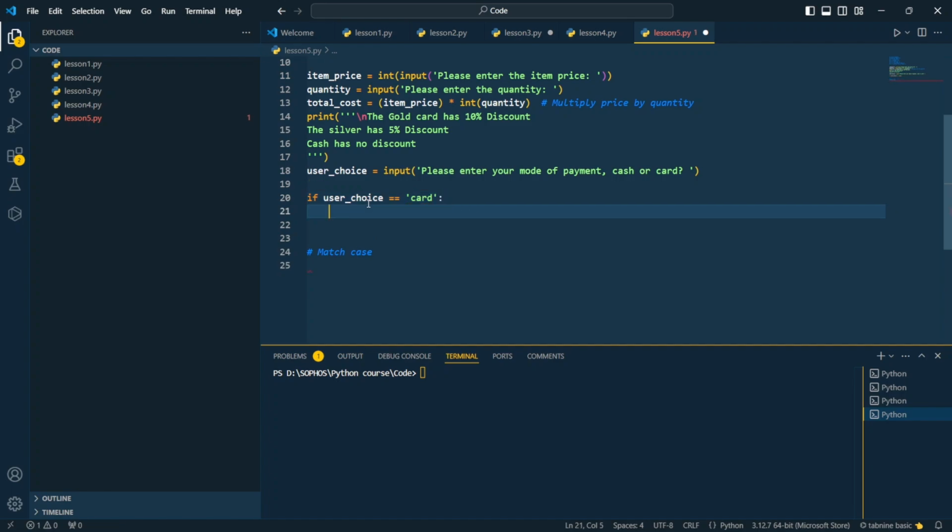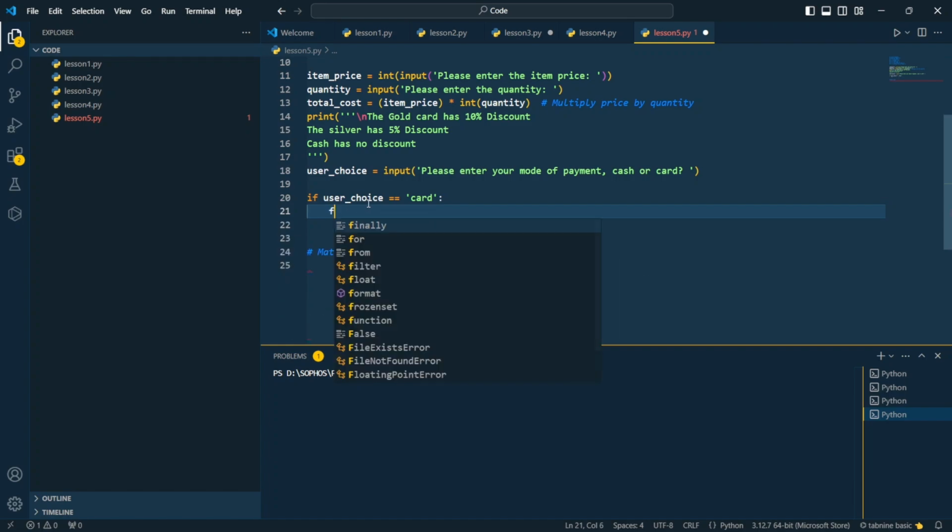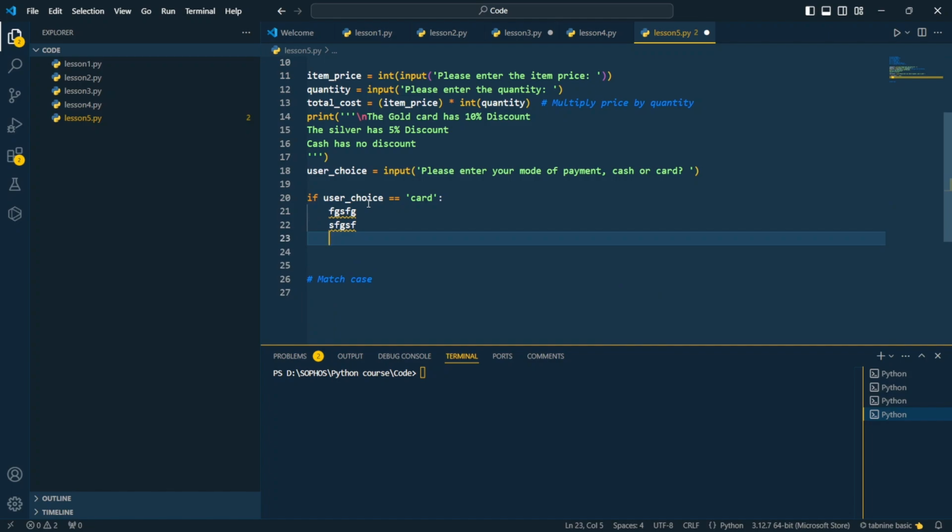We enter. Now, as you notice, there is an indentation. Whatever I write in this indentation is considered part of the body of the if statement. So whatever is written with the indentation would be executed only if the condition is fulfilled. For example, if the user chooses the card option, then these lines would be executed. So what I want to do is check whether the card is gold or silver. Then I would decide whether to give 10% discount or 5% discount.